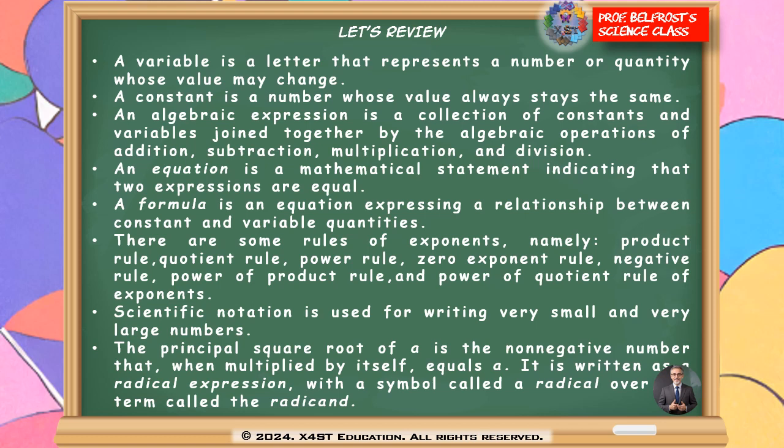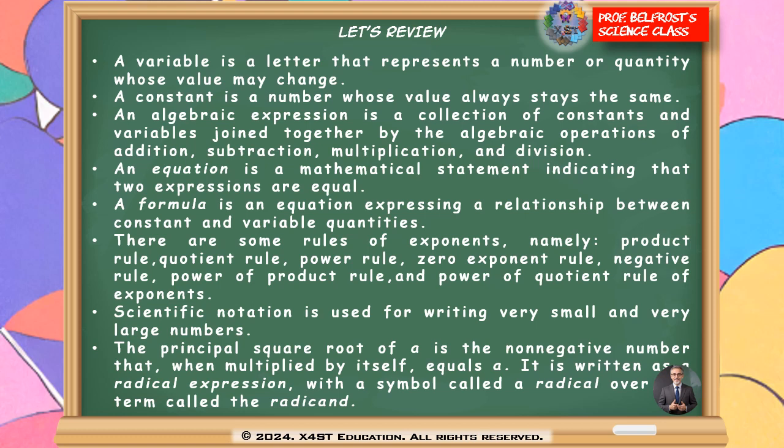Okay, so let's start. First, a variable and a constant. So what's a variable? A variable is a letter that represents a number or quantity whose value may change. You can pick any letter to be a variable. It doesn't matter. And a constant is a number whose value always stays the same. An algebraic expression is a collection of constants and variables joined together by the algebraic operations of addition, subtraction, multiplication, and division. Maybe this is very elementary, right?